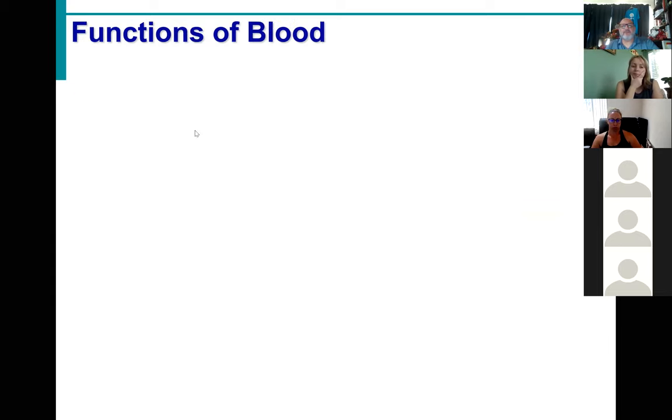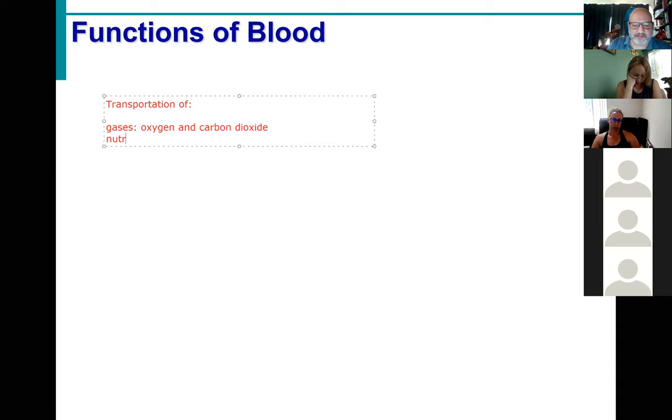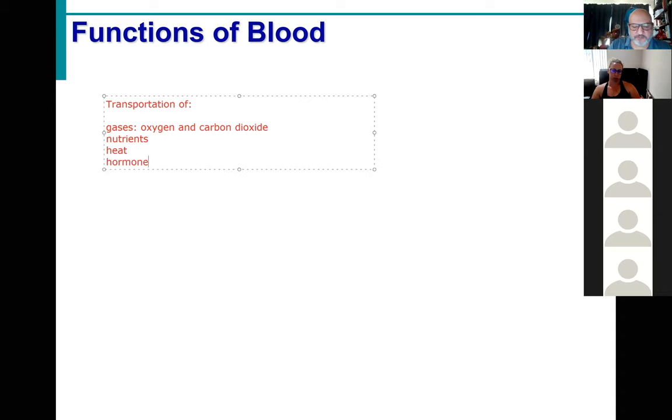All righty, excellent. What is the primary function of the blood? When we think of blood, what do we think of? Transportation, excellent. Transportation, but transportation of what? Gases, waste. And by gases, what primary gases are we talking about? Oxygen and carbon dioxide. Yep. What else? Nutrients and heat. I like that. Nutrients, heat. And hormones. Hormones and other chemical signals.